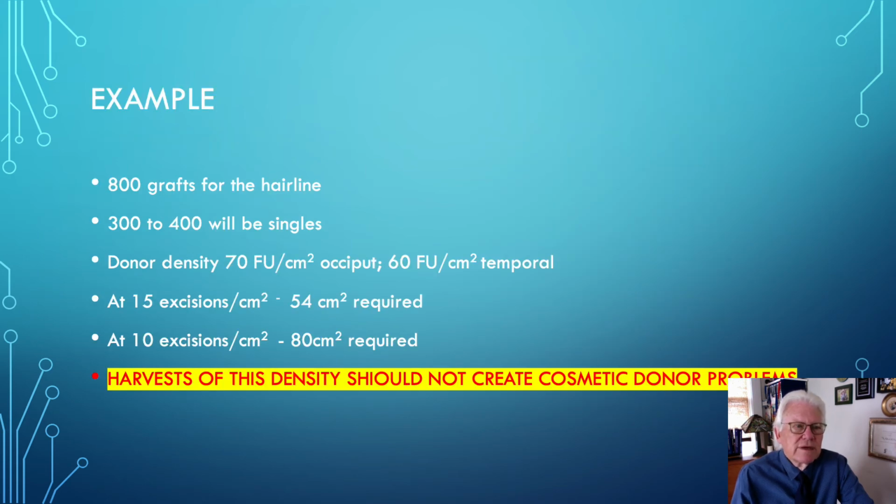Here's an example. If we need 800 grafts for the hairline, we want to have 300 to 400 to be singles. Donor density is 70 follicular units per square centimeter in the occiput and 60 in the temporal region. At 15 excisions per square centimeter, we will need 54 square centimeters to have a dispersed harvest. And at 10 excisions per square centimeter, we'll need 80 square centimeters. Harvests of this density in a single pass should not create cosmetic donor problems as long as they have not been done with larger than necessary punches.